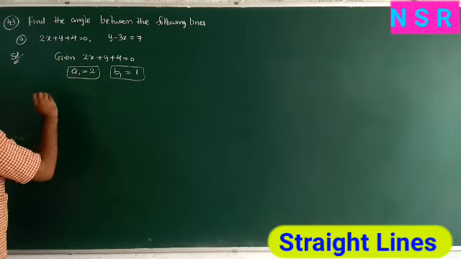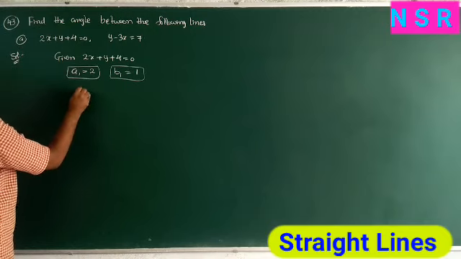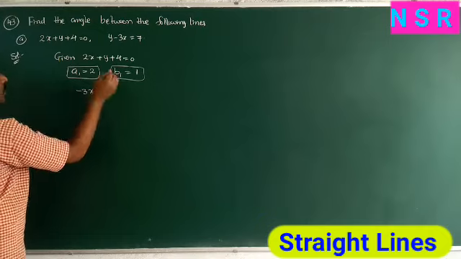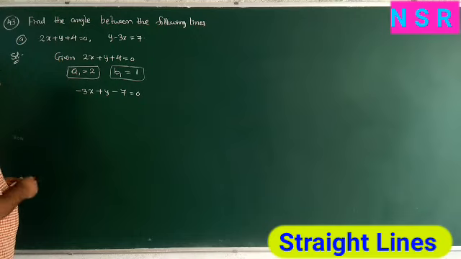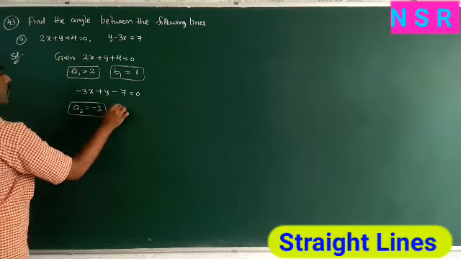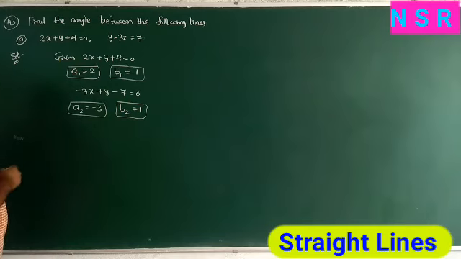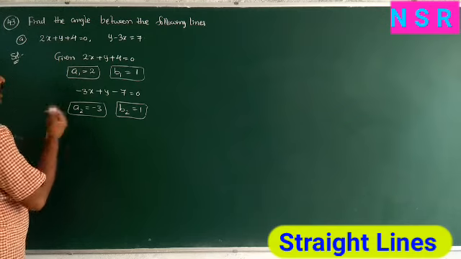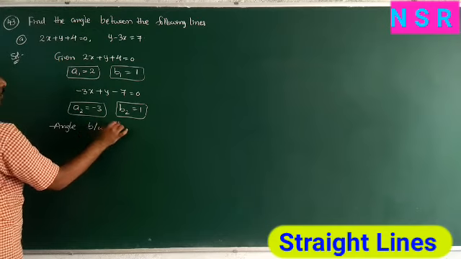Next, another line is given, so that line also changes into ax + by + c form. So -3x + y, and the 7 moves to this side and becomes -7 = 0. So this equation compare with a2x + b2y + c2. So here a2 = -3 and b2 = 1. Here also no need to write the c2 value. So by using these a1, b1 and a2, b2, find the angle between the lines.